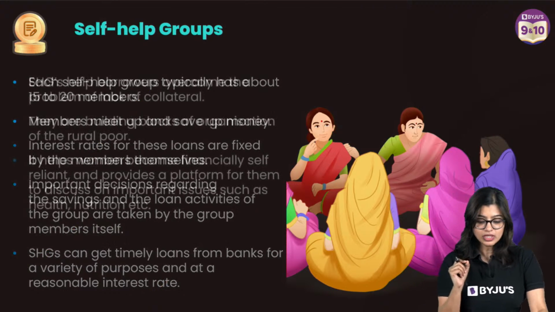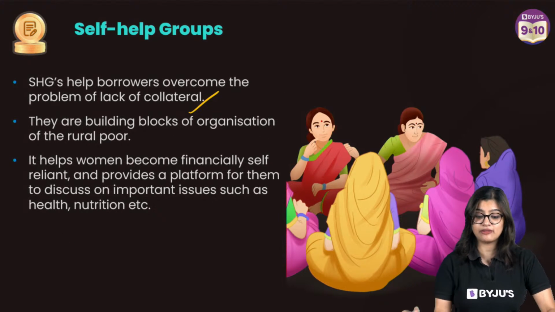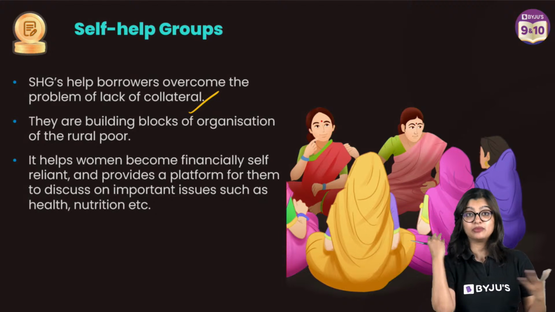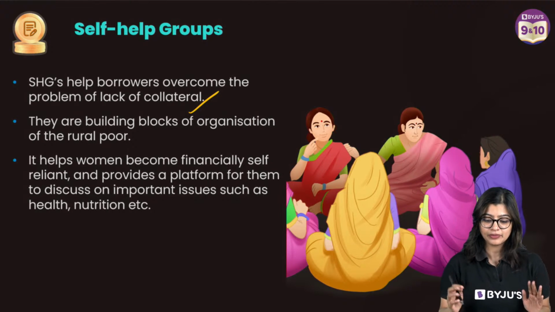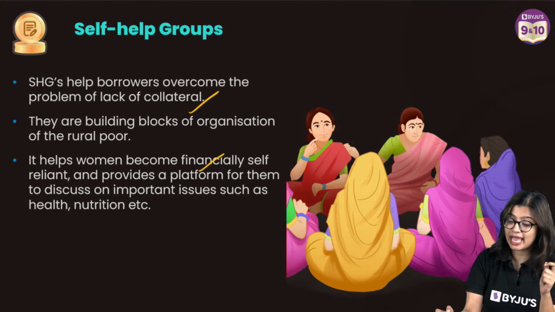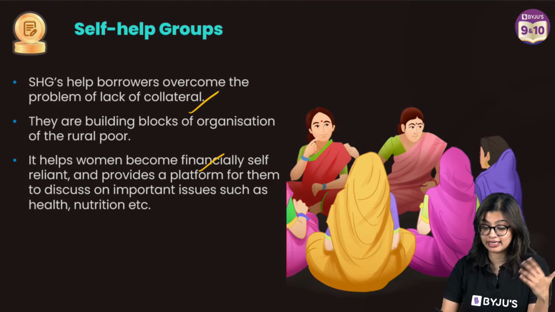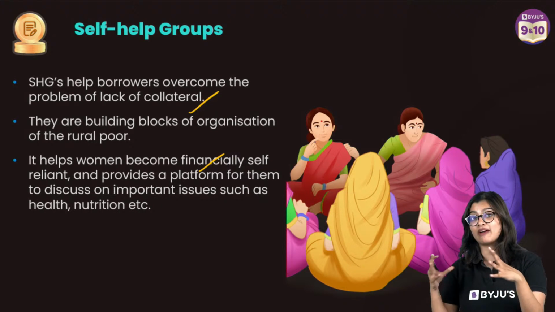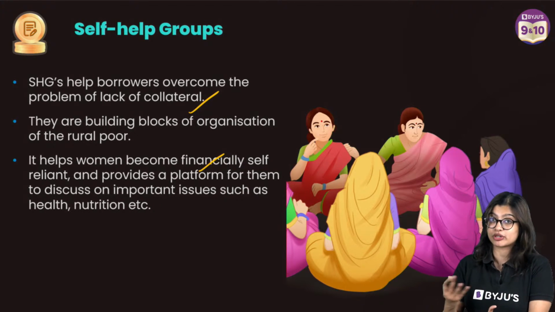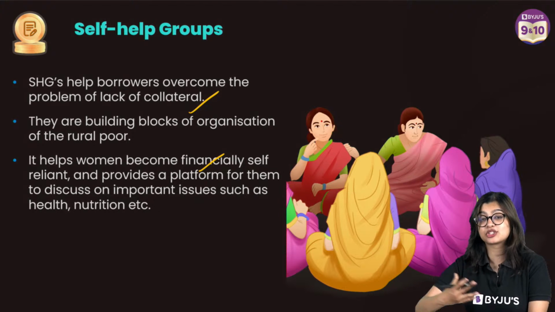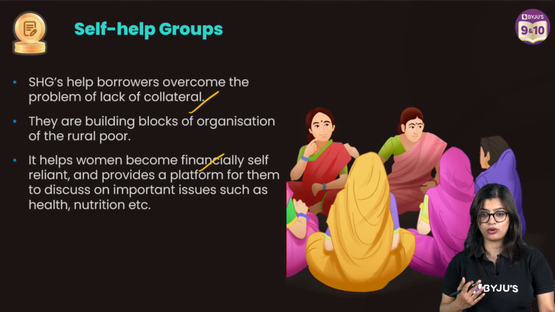Now, along with this, we see that the self-help group helps the borrowers overcome the problem of not having a collateral. So this way, what happens? It empowers women to be financially reliant. It provides them a platform where they can discuss important matters, and it makes sure that it puts them in a leadership role, right?